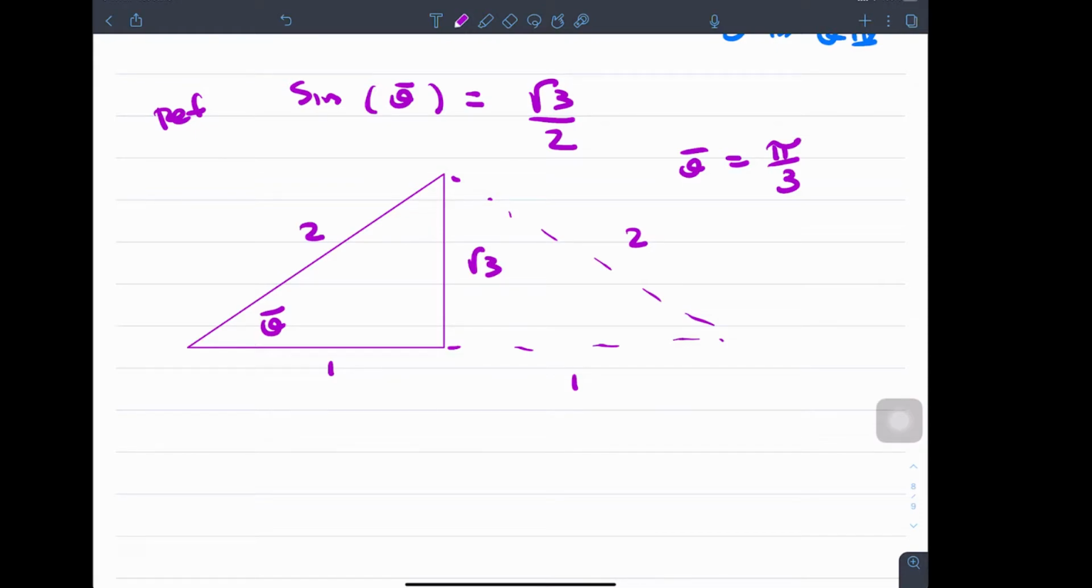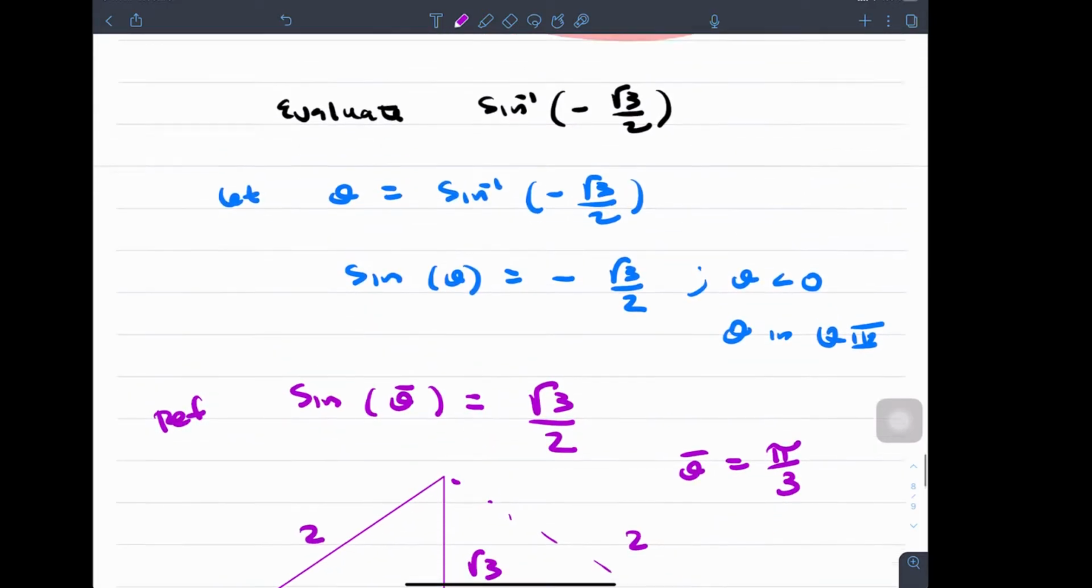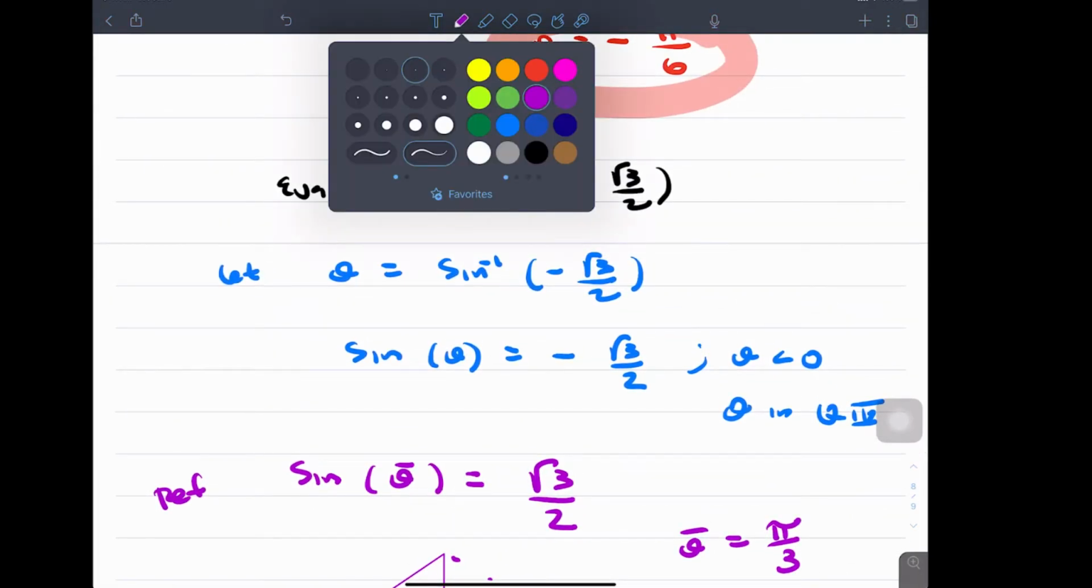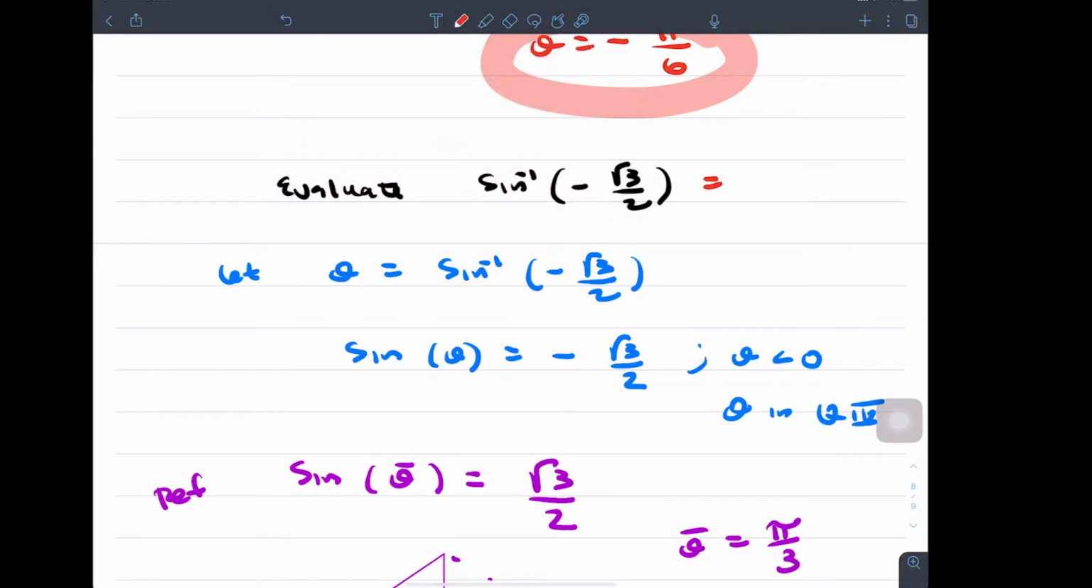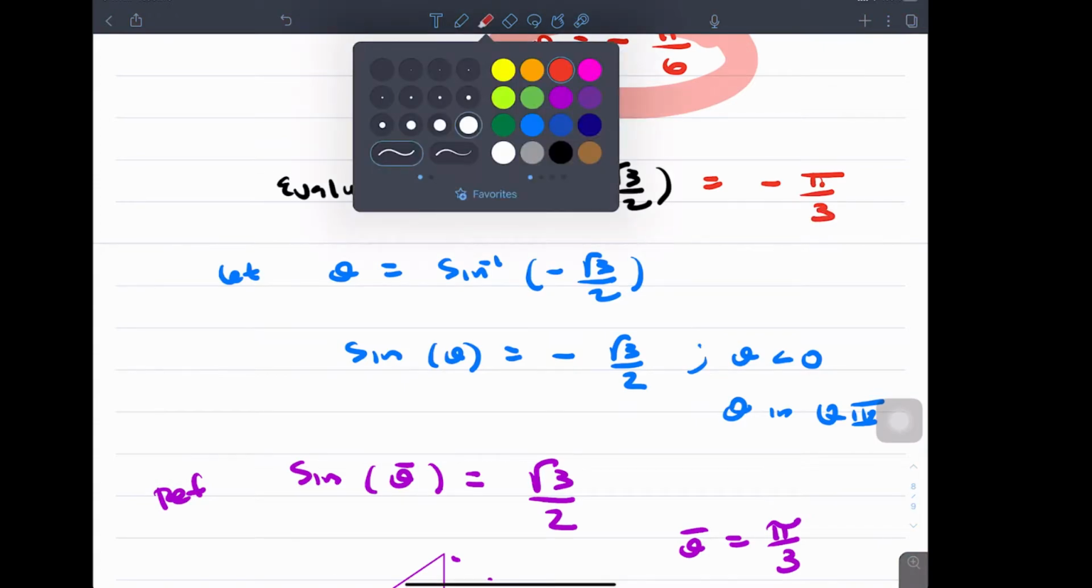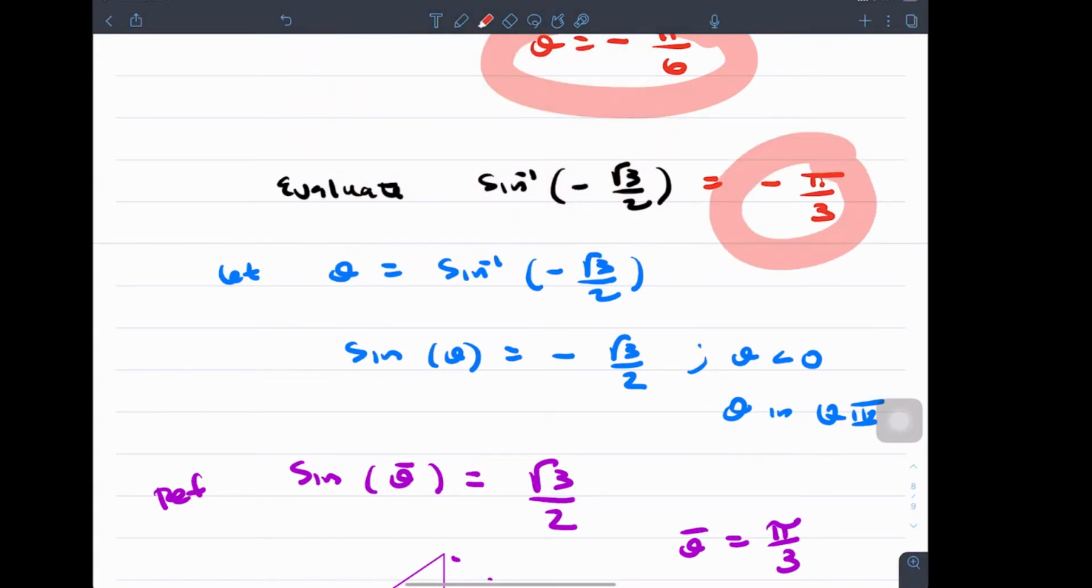You guys okay with that? But this is not a quadrant 1 angle. This is a quadrant 4 angle. So what's the answer going to be now? Yeah. Negative what? Pi over 3. That's it.